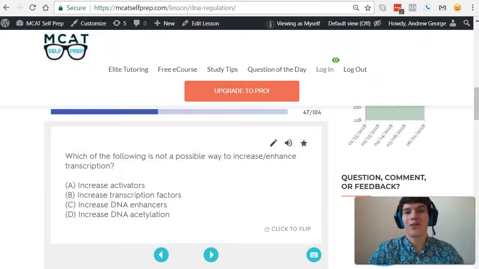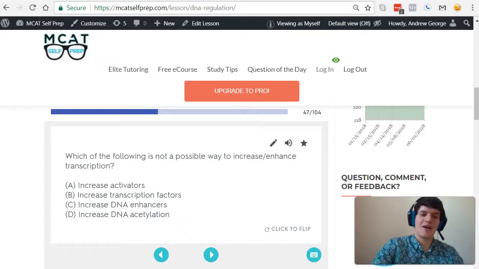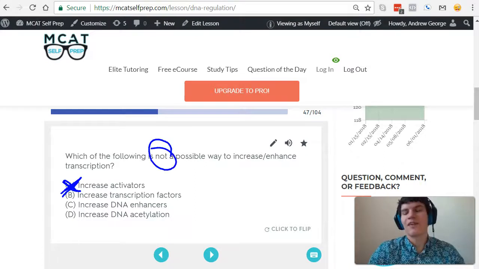Now let's take a second look at the question stem. Which of the following is not a possible way to increase or enhance transcription? Answer choice A, increase activators. Remember, activators are those proteins that bind to the enhancer sequences to help RNA polymerase bind to the promoter. And activators are a protein, and we could simply increase the expression of that protein in order to enhance transcription. Therefore, answer choice A is a possible way. We're looking for something that is not a possible way to increase transcription.